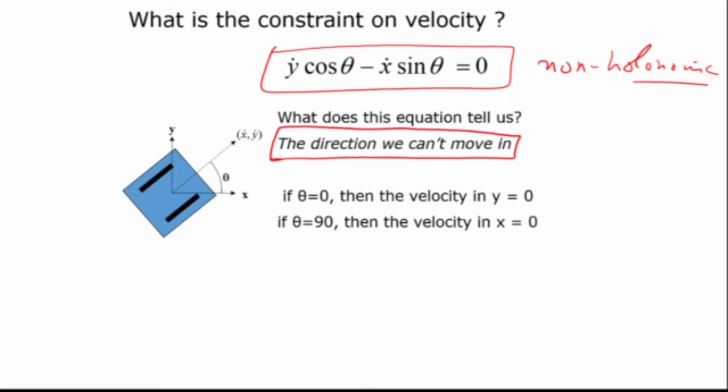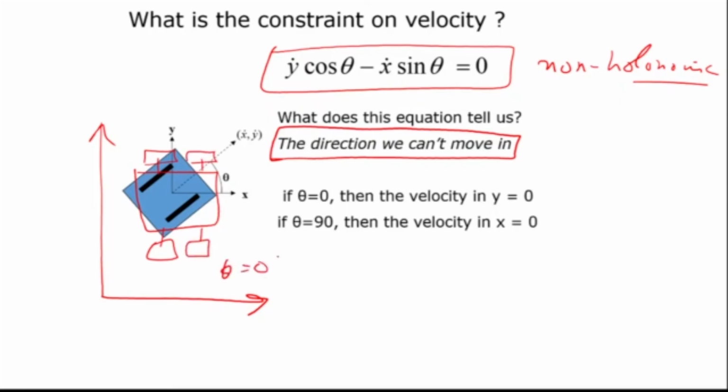Now in this equation, if theta is equal to 0, theta being equal to 0 means, if this is my global axis, the car is like this. Theta equal to 0 means the car is facing this side. That is the car with theta equal to 0. The x-axis is also in this direction, the car's x-axis.